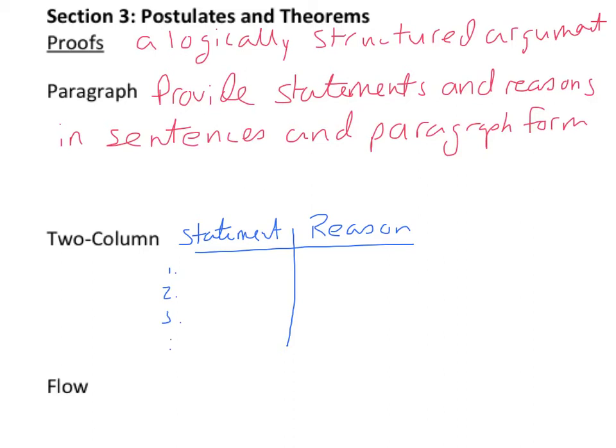Something to note here, the first step, the first statement per reason is always given, because you have to start somewhere and they'll always give you a beginning place, and that's always our first statement in a 2-column proof. And our reason for that is simply to say it's given.